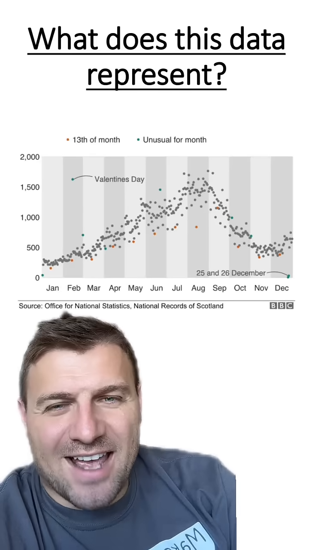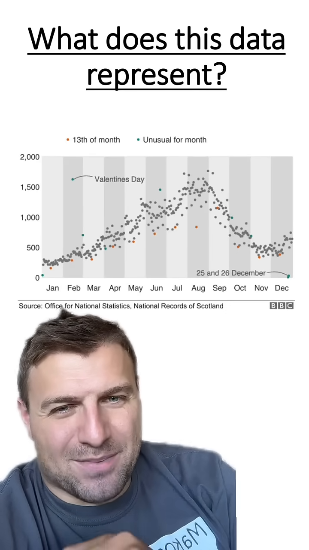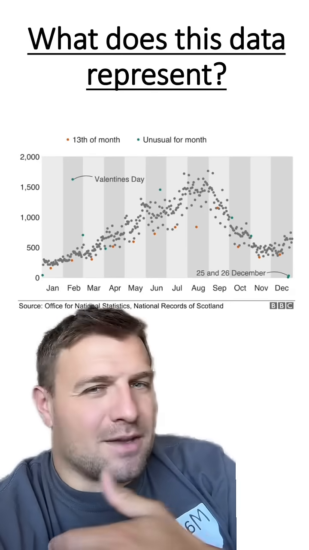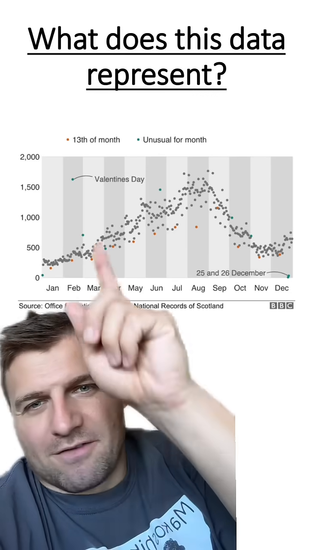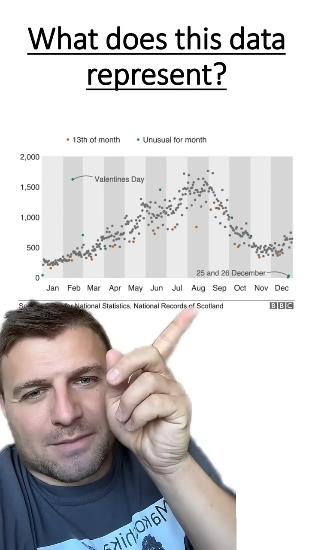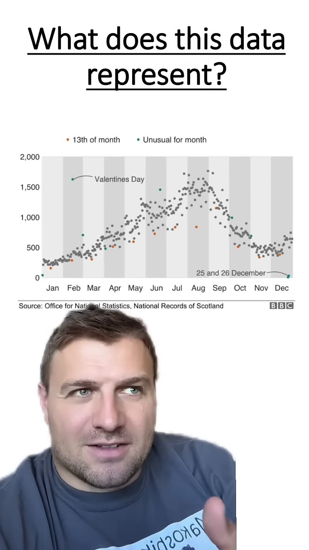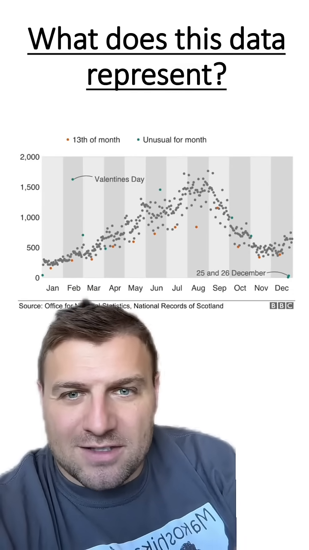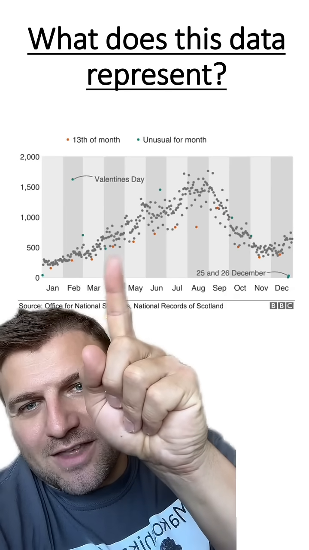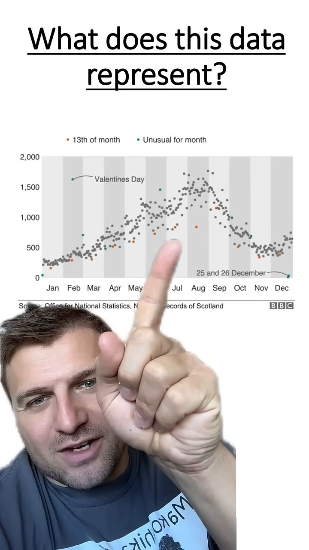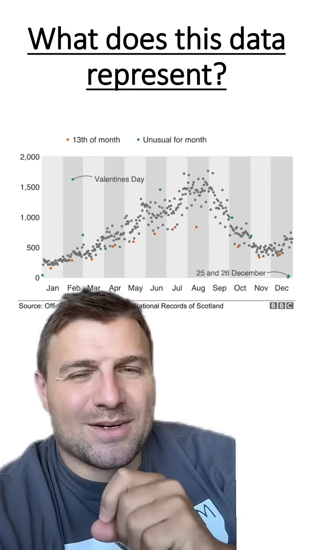Here's our second graph. What does this data represent? This graph is showing us something going on each month, with Valentine's Day and December 25th and 26th being unusual for that month. And whatever data is going on here is occurring most in the summer, and for some reason you can see here the 13th of every month is very low. So what does this data represent?